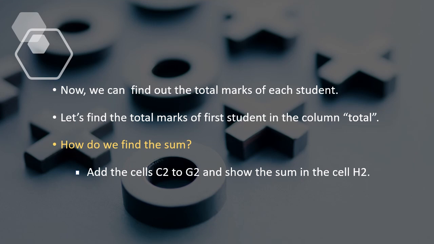Now we can find out the total marks of each student. Let's find the total marks of the first student in the column total. How do we find the sum? Add the cells C2 to G2 and show the sum in the cell H2. Don't get confused. I will make it more clear for you.